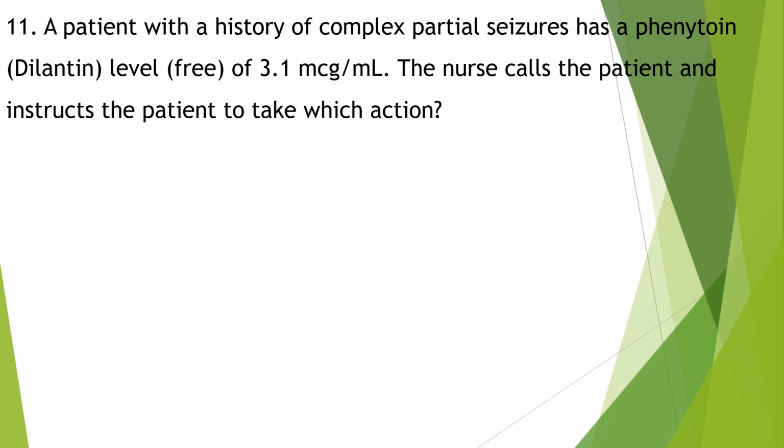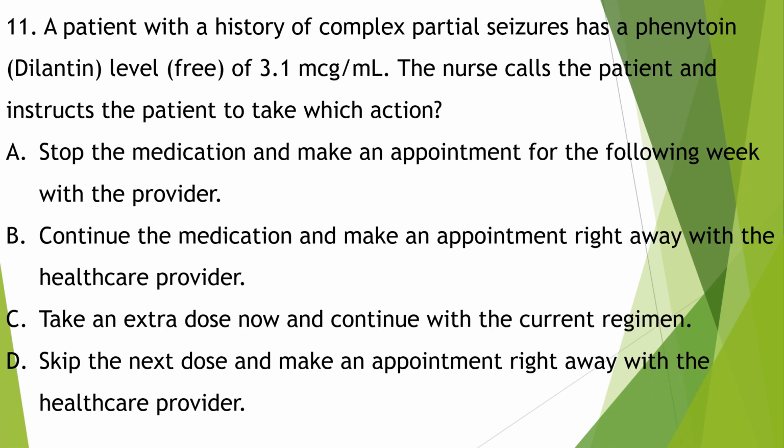A patient with a history of complex partial seizure has a phenytoin free level of 3.1 microgram per ml. The nurse calls the patient and instructs the patient to take which action? Stop the medication and make an appointment for the following week with the provider. Continue the medication and make an appointment right away with the healthcare provider. Take an extra dose now and continue with the current regimen. Skip the next dose, make an appointment right away with the healthcare provider.